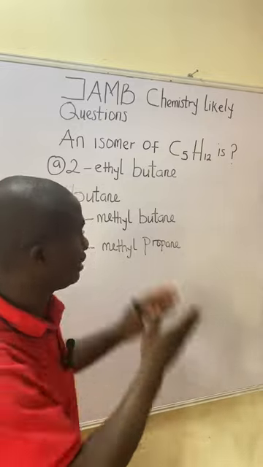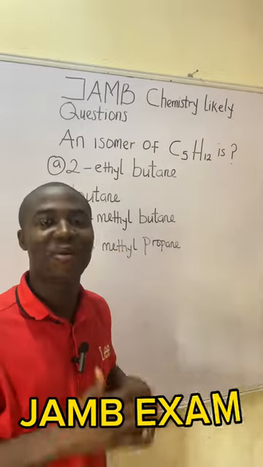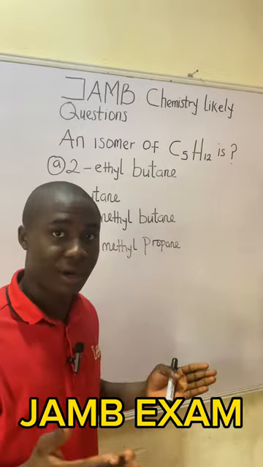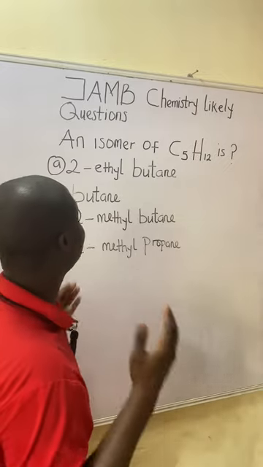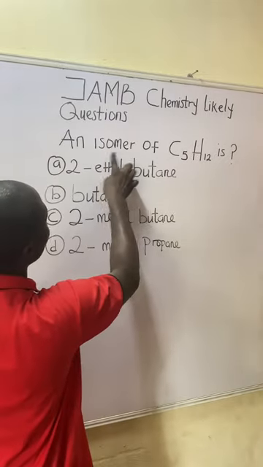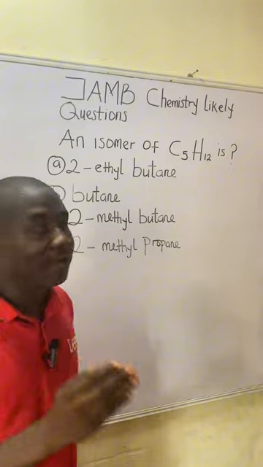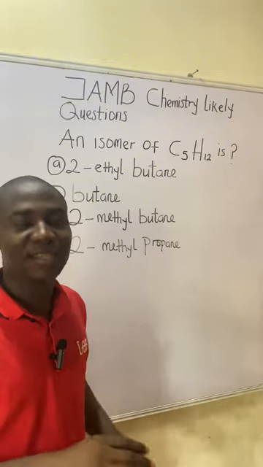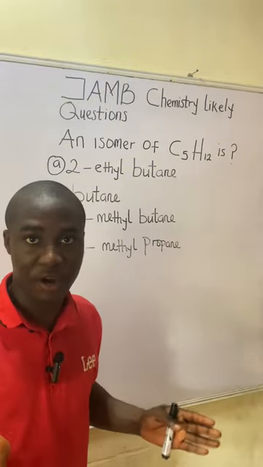You came across this question in the JAMB exam. How will you solve it? It's actually very easy. Now let's solve together. The question says, an isomer of C5H12 is. Now, this particular question is very easy.